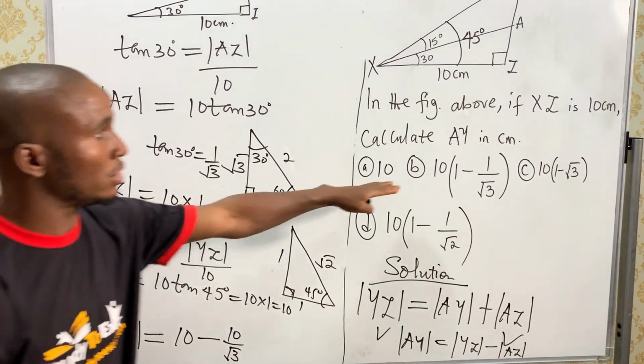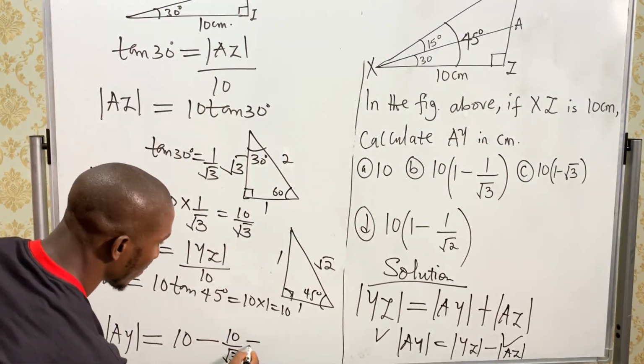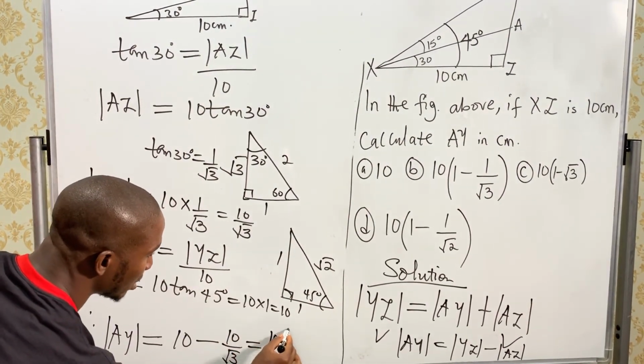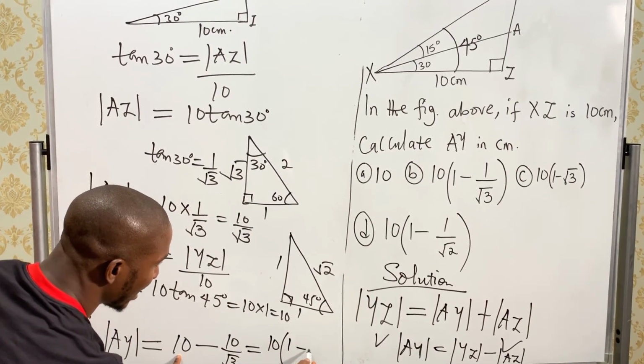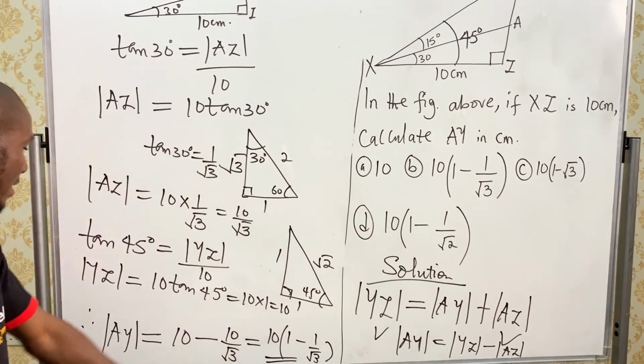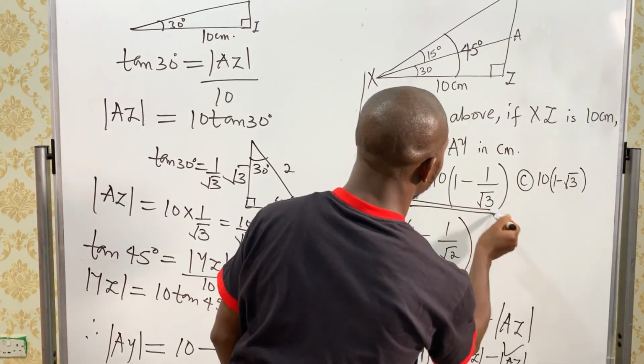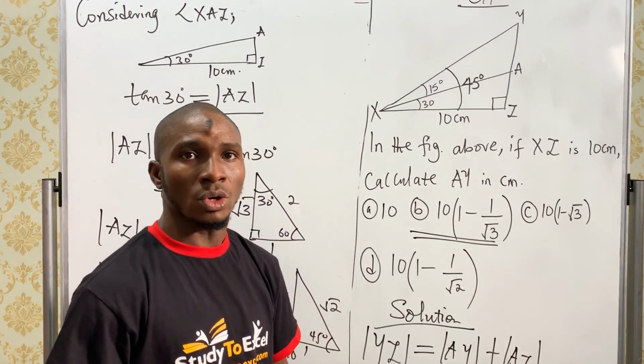But if you look at the options, it seems the 10 has been factorized. So let's factorize this. 10 is common, you bring it out. You are left here with 1 minus 1 over root 3. And this is the end of question number 4. That means option B is the correct option here. So we continue.